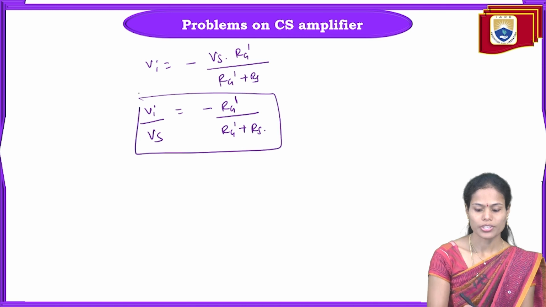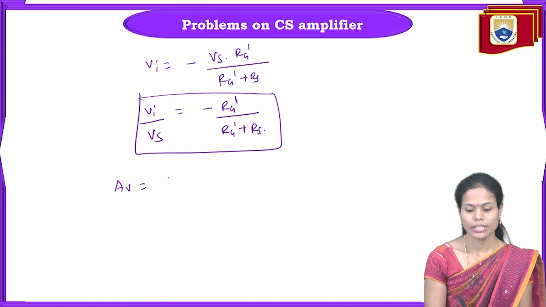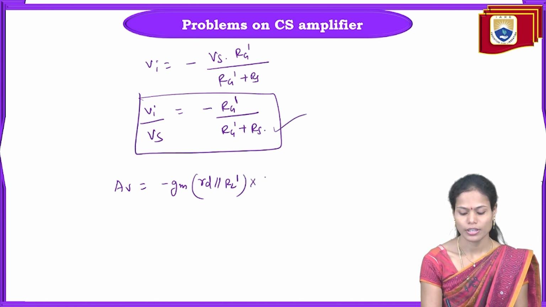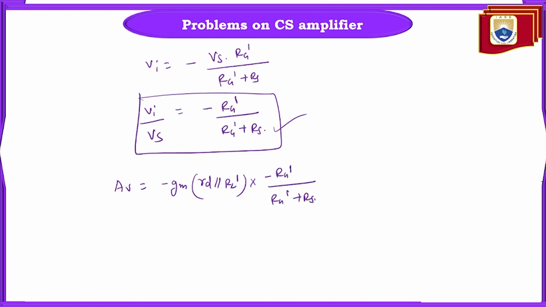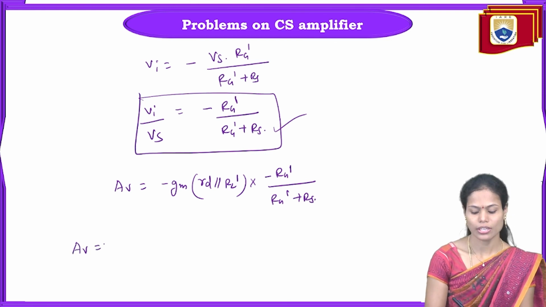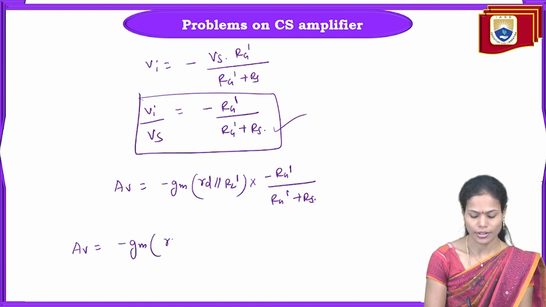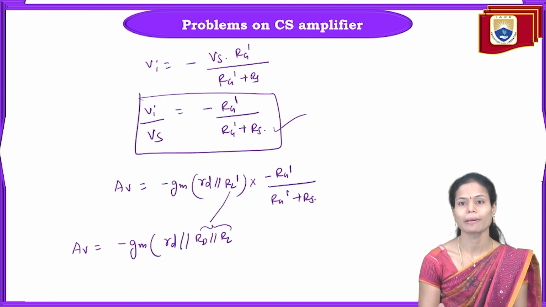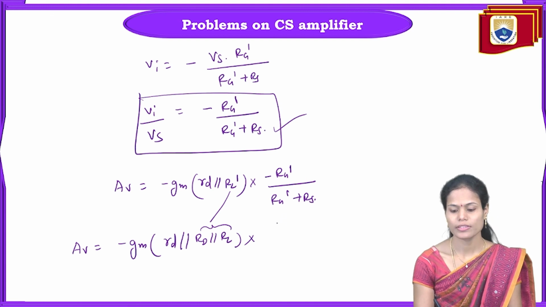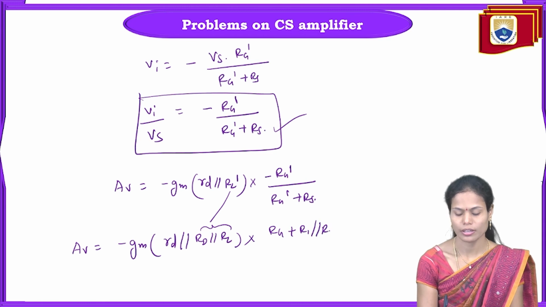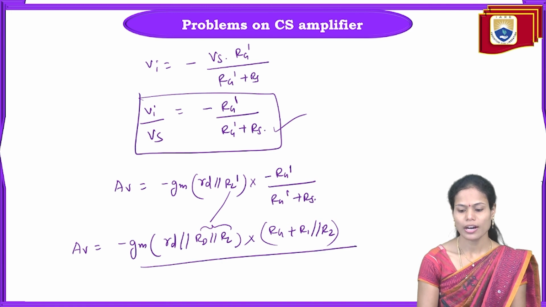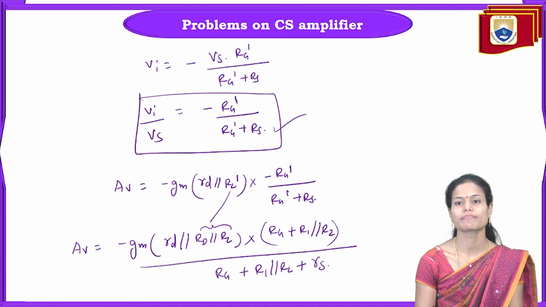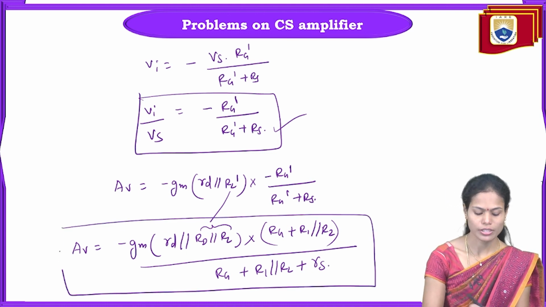Now the overall voltage gain AV is equal to V0 by Vi, which we got as minus gm RD parallel with RL dash, into Vi by Vs, that is RG dash by RG dash plus RS. So we can write AV equal to minus gm RD parallel with RL, since RL dash is nothing but RD parallel with RL, into RG dash, which is again RG plus R1 parallel with R2 at the input side, divided by RG dash, again RG plus R1 parallel with R2, plus source resistance RS. So this is the overall voltage gain of the given circuit.